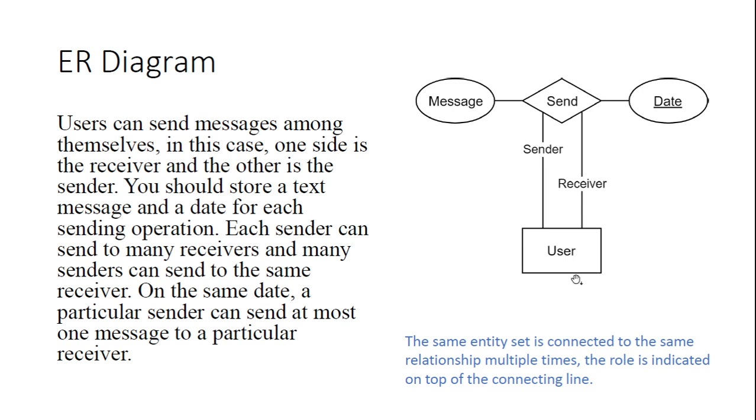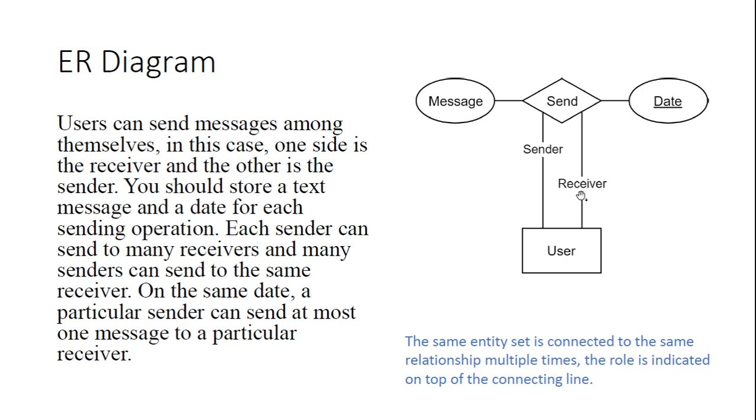So users can send and receive messages. In the send relationship, the user is connected twice, once with the role of a sender and then the role of the receiver. So we have two lines for the same entity set, but we are using different roles. The names of the roles are included here.